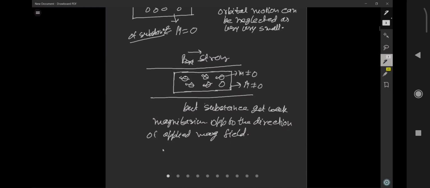Both kinds of spinning are experiencing the same direction of magnetic field, but the direction of their motion is different. If the direction of their motion is different, then definitely they will experience a force in an opposite direction. This opposite direction force, which is going to be experienced by both, in one it will be in favor of the spin, in the other it will oppose the spin.